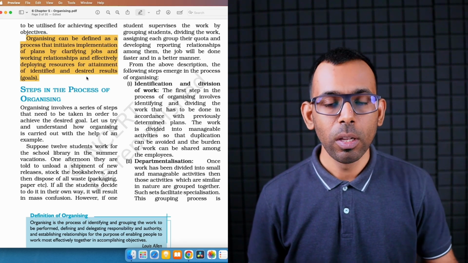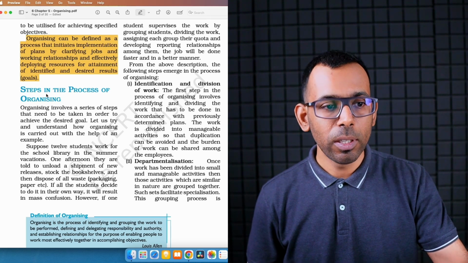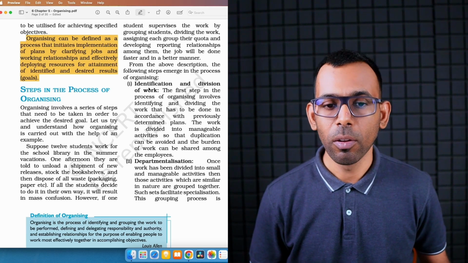I hope you understood the meaning and definition of organizing. Now let us talk about the steps in the process of organizing. The first step is identification and division of work.